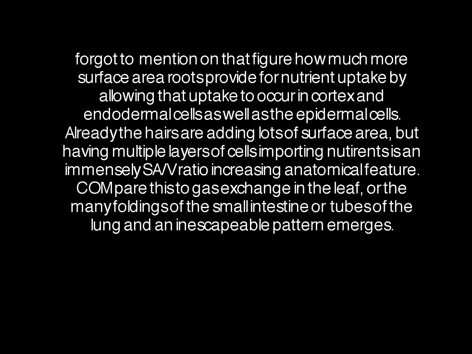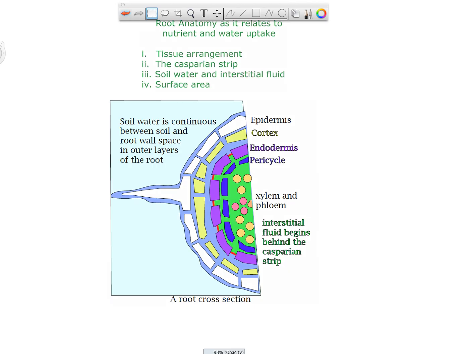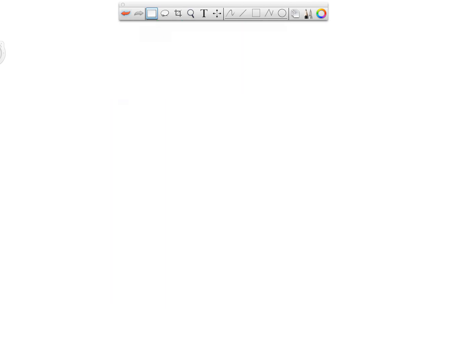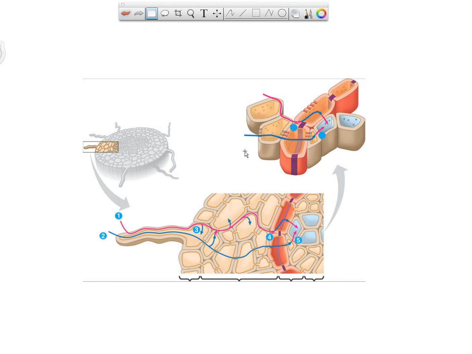I'll offer a textbook version that tries to make a 3D representation of these relationships. So here must be some cortical cells, and here are the endodermal cells, and this purple strip of material, that's the Casparian strip that separates the soil water from the stele.